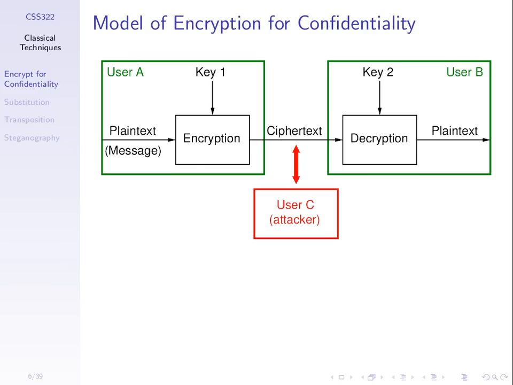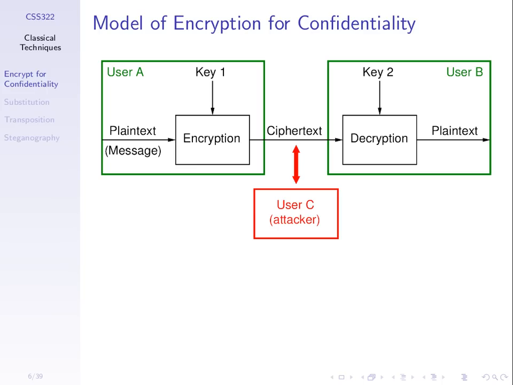From the attacker's perspective, they know the ciphertext but don't know the decryption key. And the algorithm should be designed such that if the attacker doesn't know the decryption key, even if they know the ciphertext, even if they know the algorithm, without the decryption key, they should not be able to obtain the plain text. That's what we require for encryption to work.